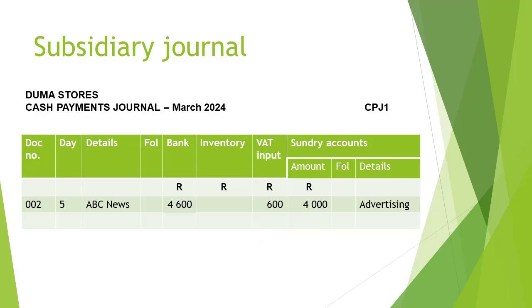With the double entry principle being applied in financial accounting, if we now look at the cash payments journal, you will see that the bank account column is equal to the VAT input column plus the amount column under sundry accounts. The bank account would be credited and the VAT input account and the expense account of advertising would be debited, which means our debits are equal to our credits.